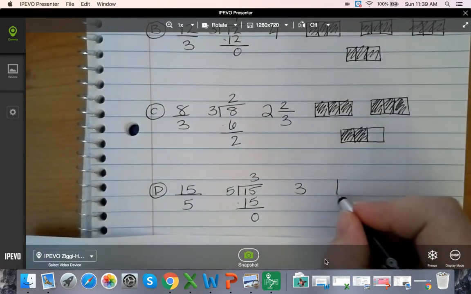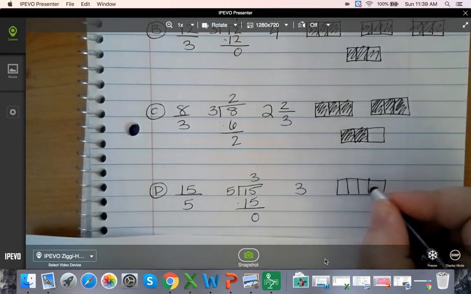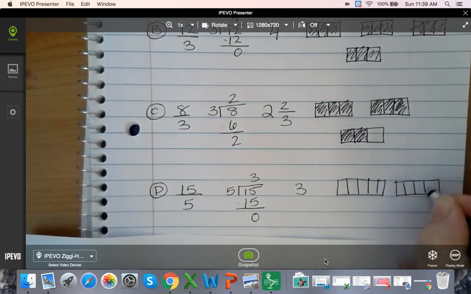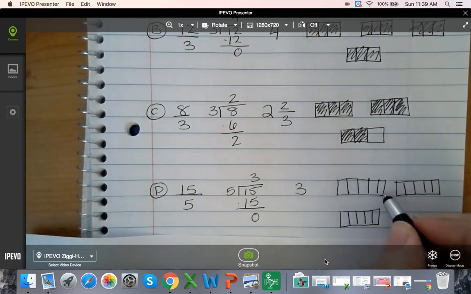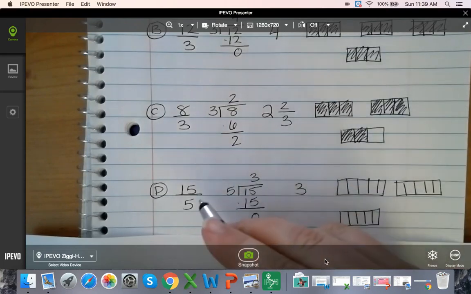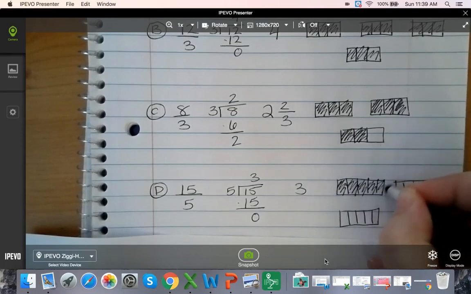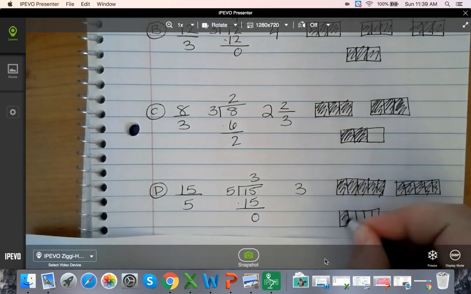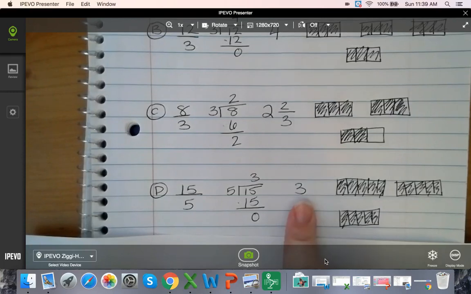But I need to break my next shape up into fifths. So that's going to look like 1, 2, 3, 4. Make one more line there. So now I have 1, 2, 3, 4, 5 parts here, and I need to shade in 15. So if I do that, that's 4, 5, 6, 7, 8, 9, 10, 11, 12, 13, 14, 15. So now I have 3 wholes shaded in.